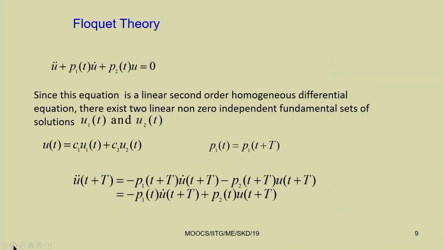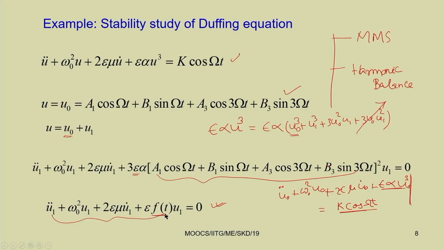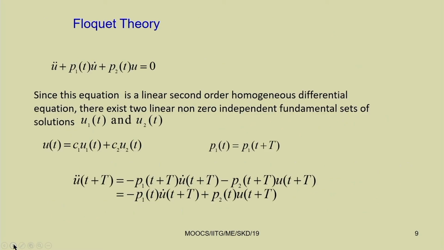Let us see one theory. This is the Floquet theory, which is generally used to study the stability of such type of system. Here the system contains a coefficient that is periodic, so we are expecting to get a periodic solution out of this equation. So, let us consider the system u double dot plus p1(t) u dot plus p2(t) u equal to 0.